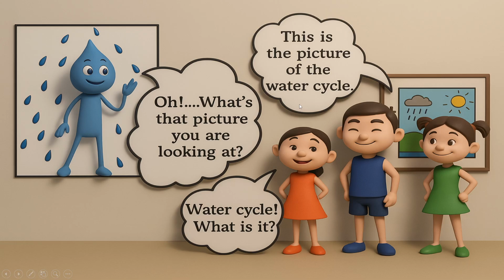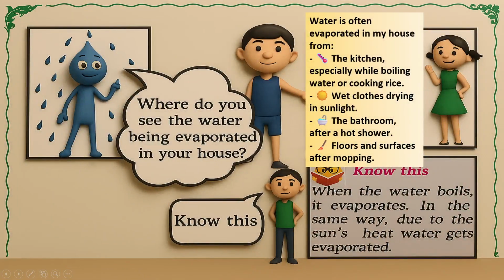This is the picture of water cycle. This is what the children are telling to you. Oh, what's that picture you are looking at? Water cycle. What is it? Where do you see the water being evaporated in your house? Water is often evaporated in my house from the kitchen, especially while boiling water or cooking rice.